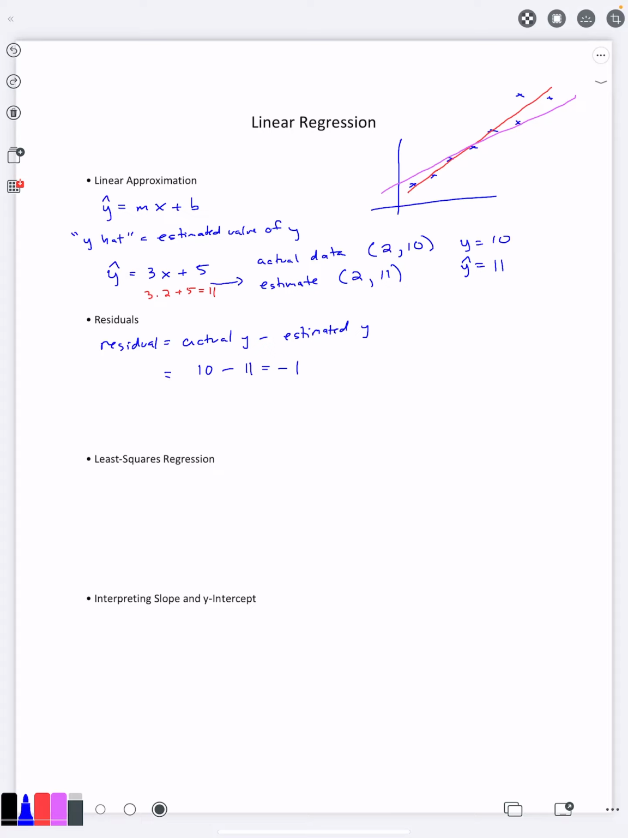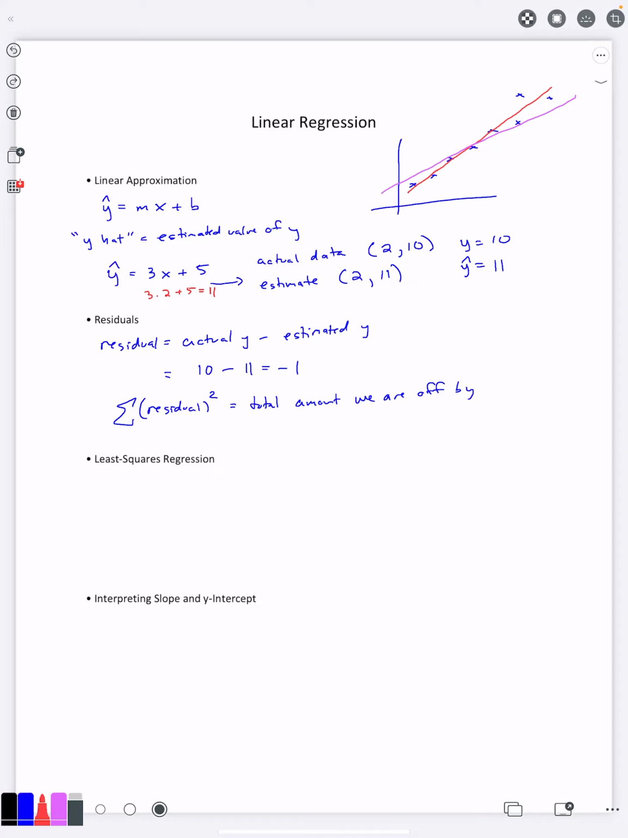And so if we want to find the total amount we're off by, and we don't want there to be any cancellation, what we are going to do is square all the residuals to make them positive, and then add them up. This is going to be the total amount we are off by in some sense. The bigger this number is, the worse our approximation is. The smaller, the better the approximation.